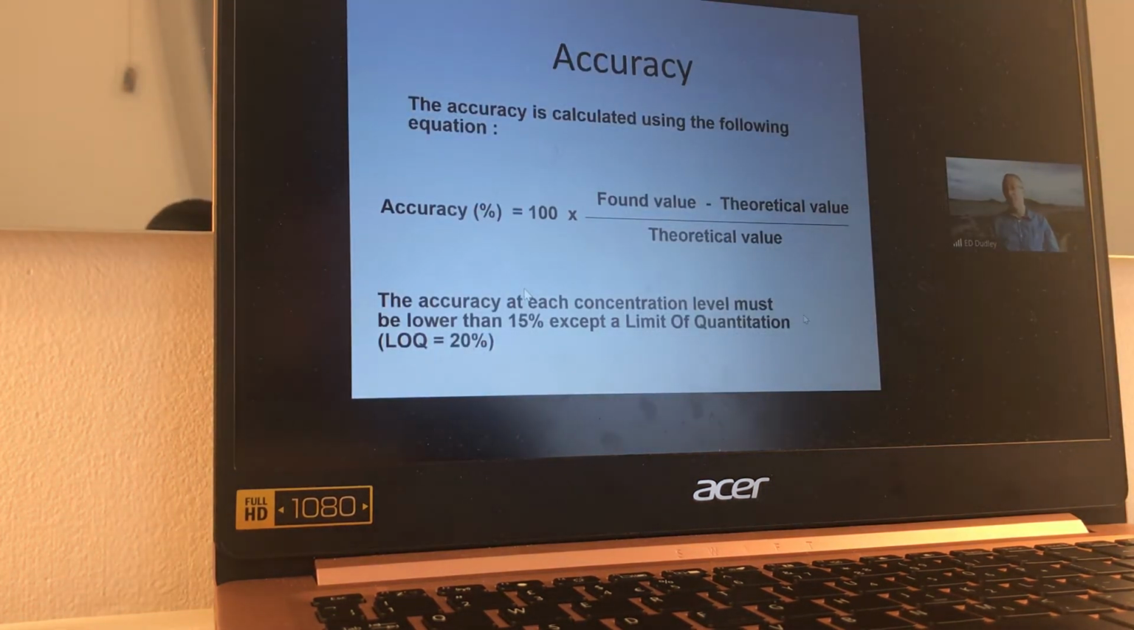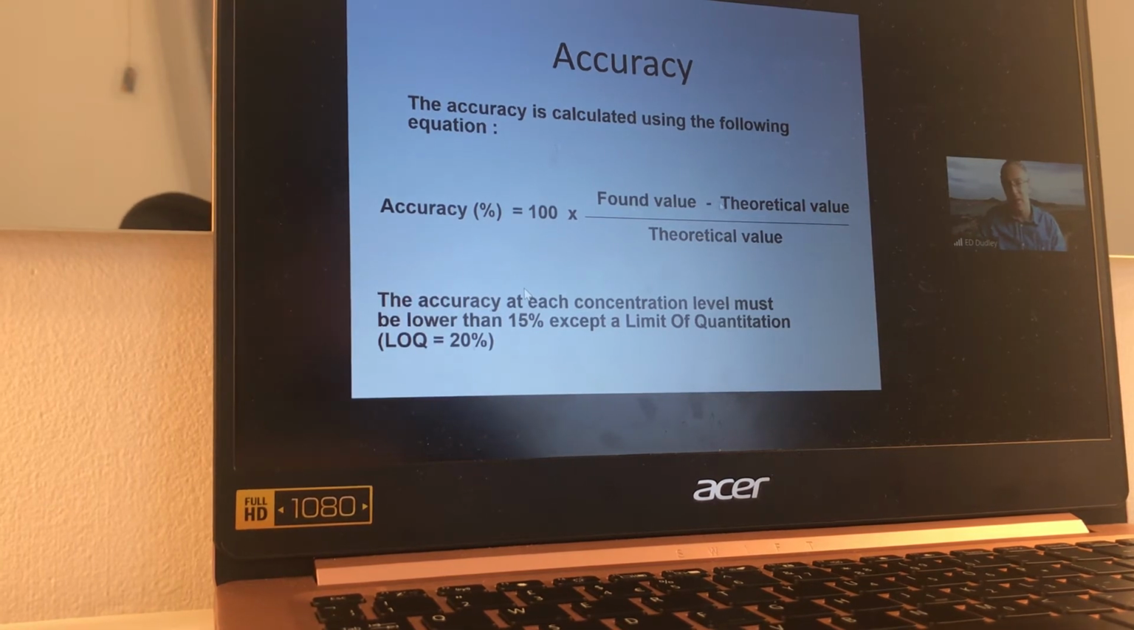So the definition: in order to determine the accuracy value for each QC, you effectively take the determined value from the standard curve, take away the theoretical value, the concentration you know that QC has, divide it by the theoretical value, and then multiply that by 100, and that gives you a percentage accuracy. Obviously, the closer that value is to zero, because it can be positive and negative, depending on if the determined value is higher or lower than the theoretical value, the closer it is to zero, the better, or the more accurate the QC is being determined.